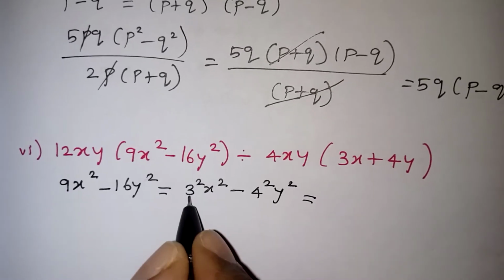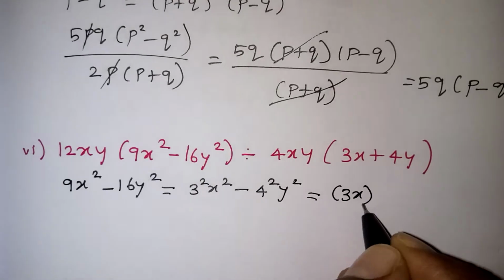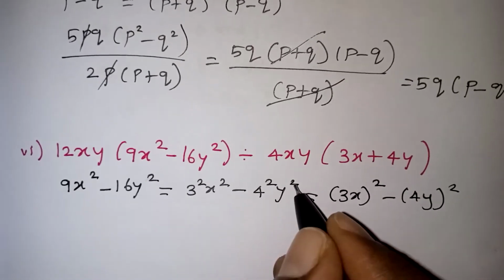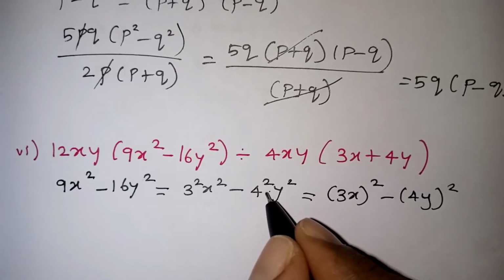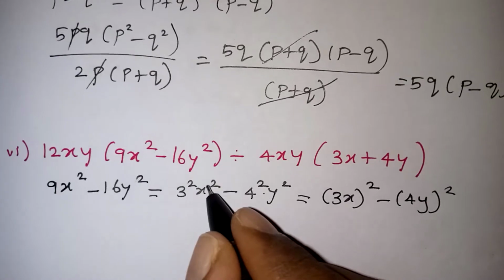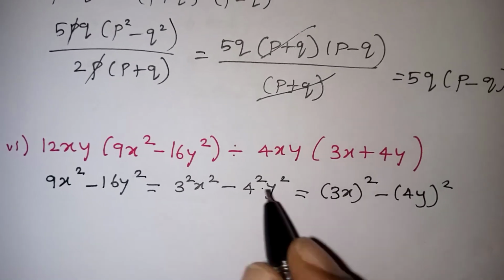Now when two terms are having the square separately, that can be taken as a whole square: (3x) the whole squared minus (4y) the whole squared. So like this, taking common is possible only for the multiplication and the division. When we are having the addition sign in between, we cannot take the square as a common like this. Now this is the value for this one.